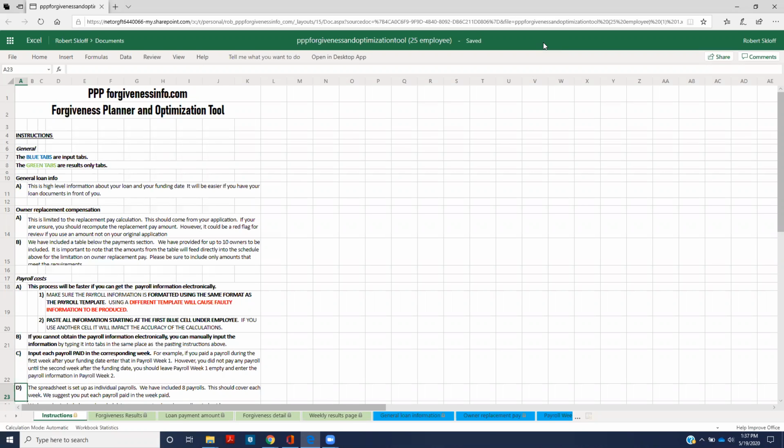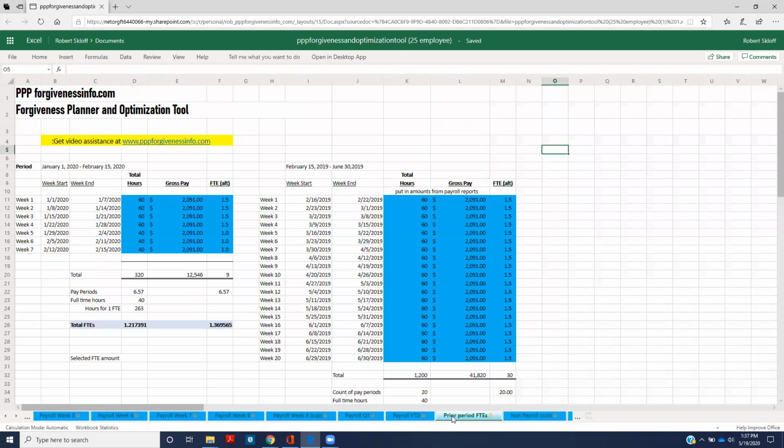The prior period FTE schedule is used for the first of the two payroll reductions. Let's go to that tab now. Prior period FTEs. To complete this spreadsheet, you will need the payrolls for each week of the periods listed.